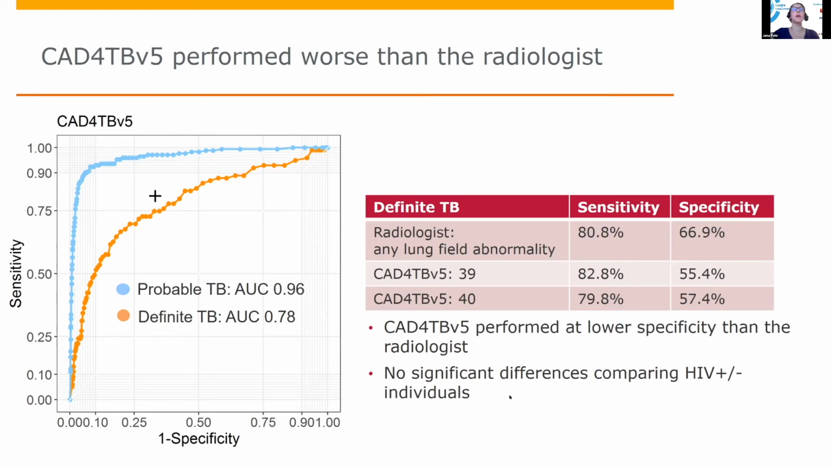We picked the CAD4TB version 5 scores that matched this radiologist's sensitivity the closest, and that was for us the scores around 39 to 40. However, for these scores, we could see that the specificity was lower compared to the radiologist. And also here we compared the curve, if there was a significant difference between HIV positive and negative individuals, but couldn't find any significance.